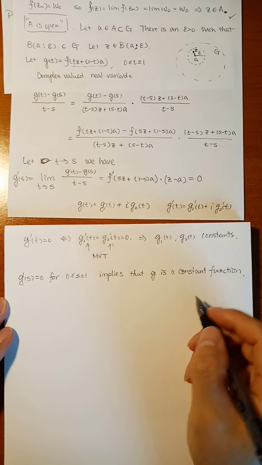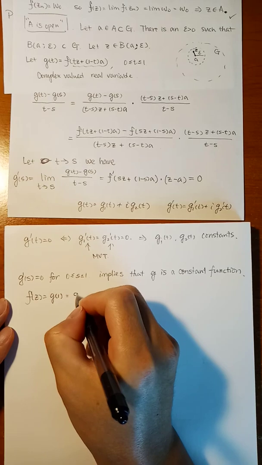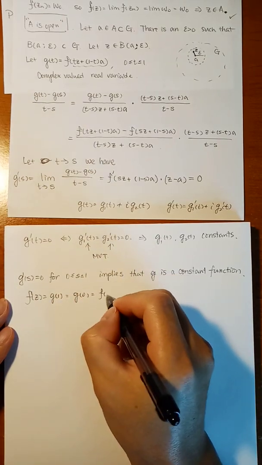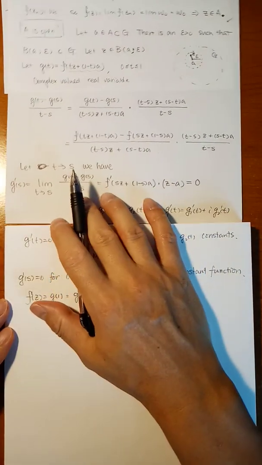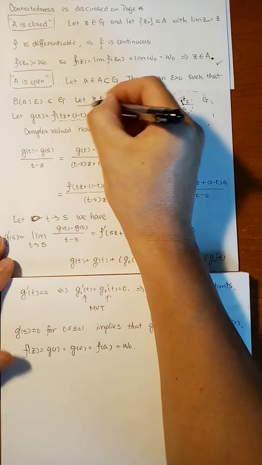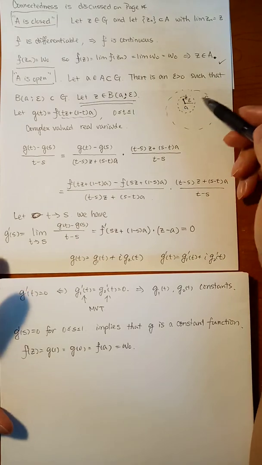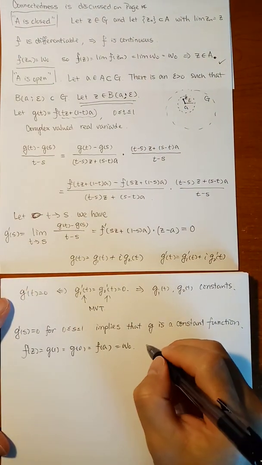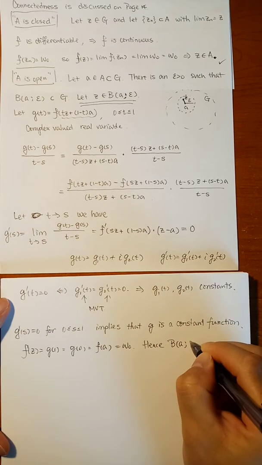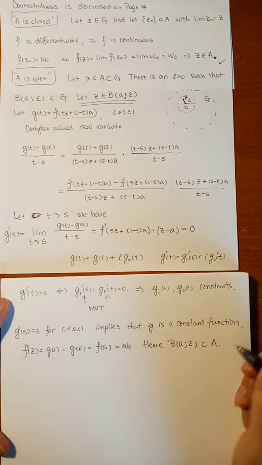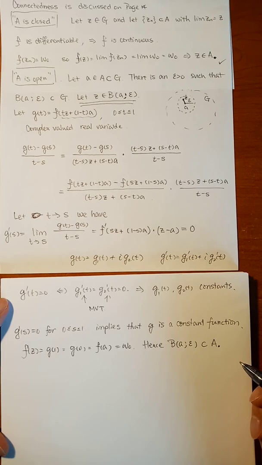G is a constant function. So f of z is g of 1, which is equal to g of 0, which is equal to f of a, which is equal to w0. And remember, what is z? Where is z? Z is here. Z is an arbitrary point inside the open disk. Hence, this open ball centered at a with radius epsilon will be a subset of A. So A becomes open.